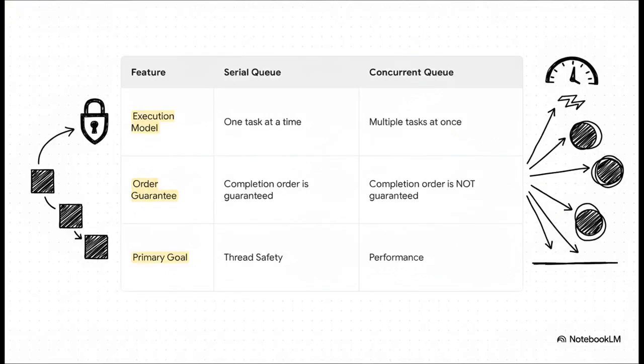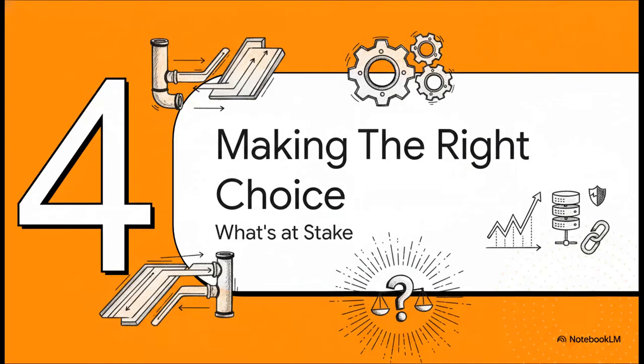Let's just break it down one last time side by side. The execution model: one at a time versus multiple at once. The order guarantee: completion is guaranteed with serial, but with concurrent, nope, not at all. And that brings us to the primary goal of each. For a serial queue, it's all about thread safety. For a concurrent queue, it's all about raw performance. Seeing it laid out like this just makes it crystal clear, doesn't it? You know, making this choice isn't just some academic exercise. The stability, the responsiveness, pretty much the entire feel of your app hinges on getting this right.